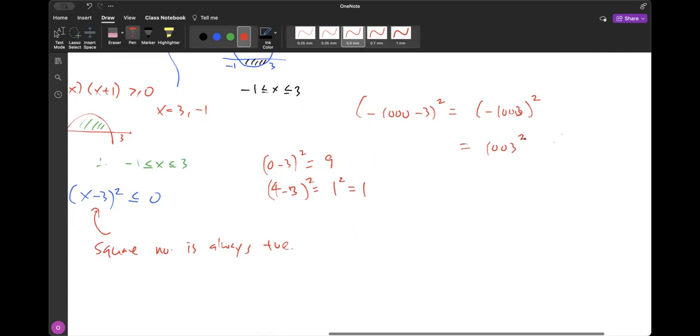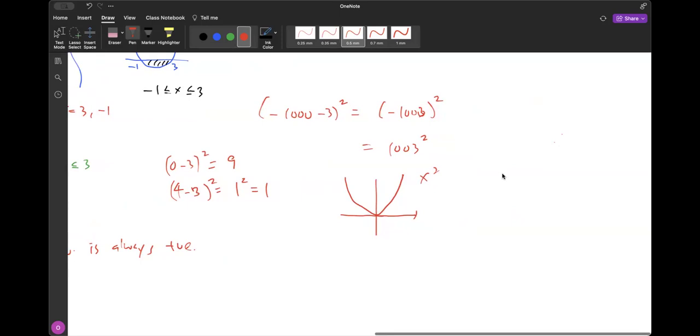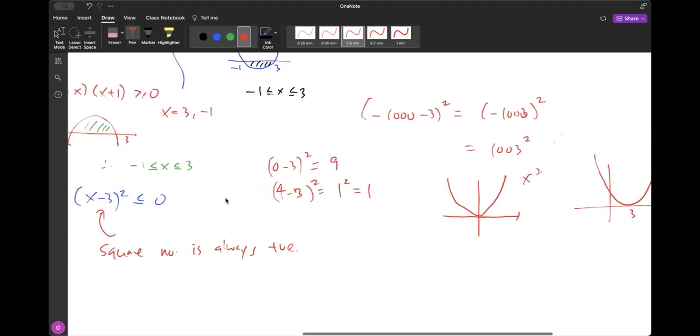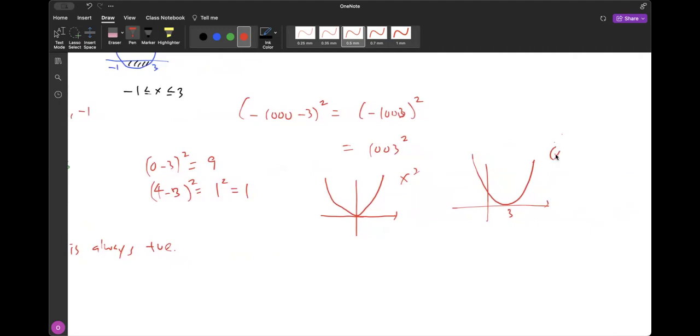So this value is always positive because the graph of x squared looks like this. You'll be touching on this point. When you have -3, it means the graph is moving to the right. Moving to the right. It means this graph actually looks like this. x equal to 0 is like that. x minus 3 is like that.